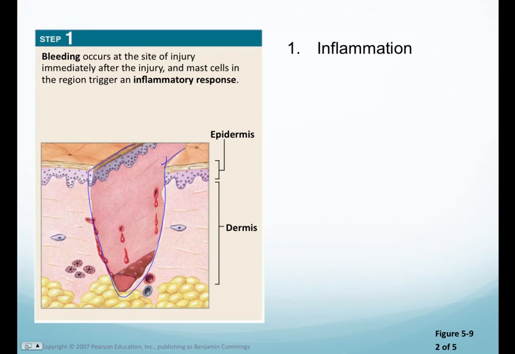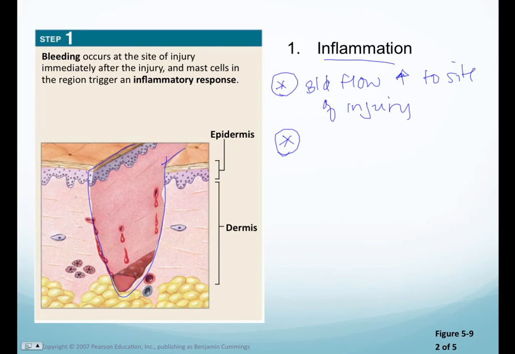And so one of the first things you'll notice is the area is going to become red, right? And so this is the first step. This is inflammation. And why is it red? Because, number one, your blood flow is going to increase to the site of injury. And the second thing that's going to happen is you're going to start attracting phagocytes. And phagocytes are white blood cells that are part of the immune response.